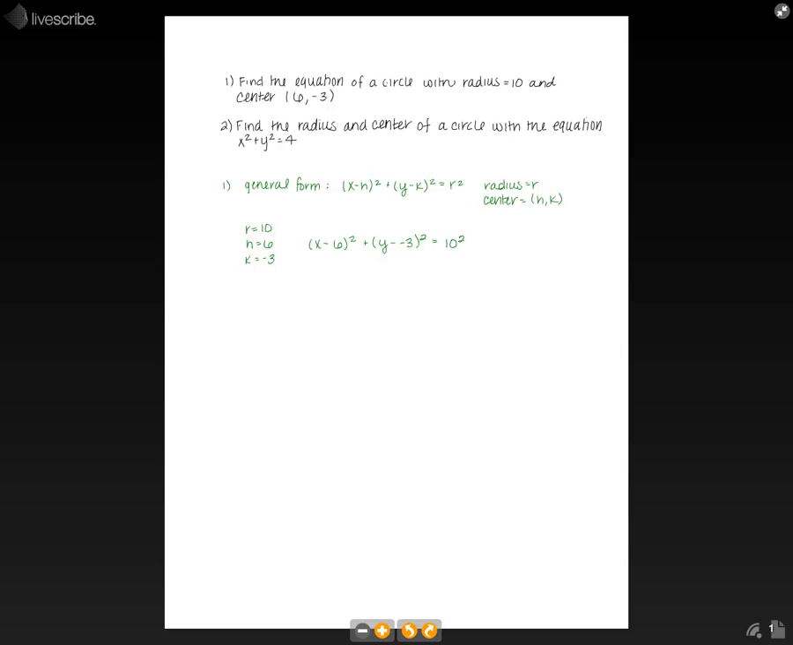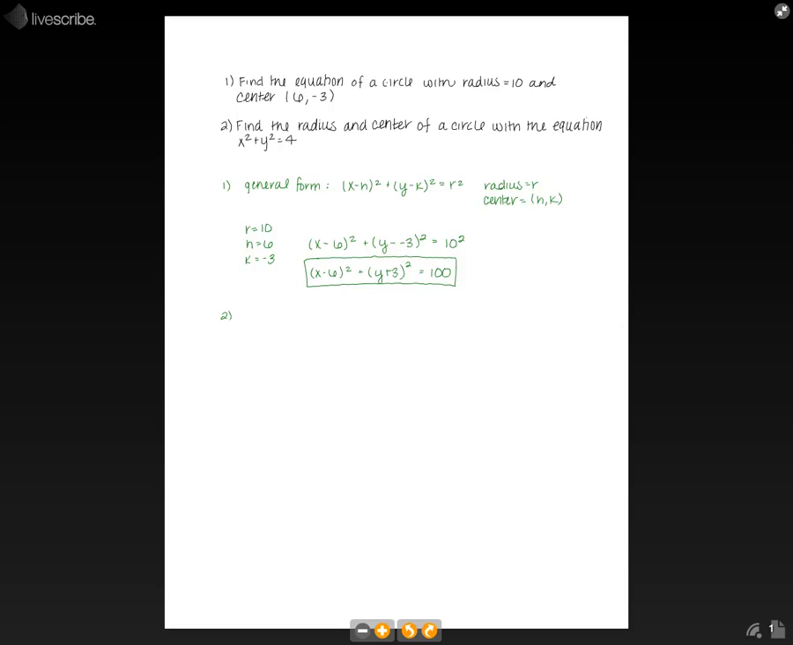Alright, so when we simplify that, we come up with (x minus 6) squared plus (y plus 3) squared, because two negatives is the same as a positive, is equal to 10 squared, which is also 100. And that is the equation for the first problem.